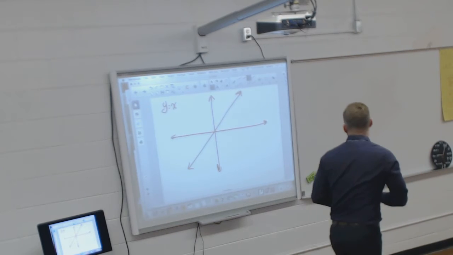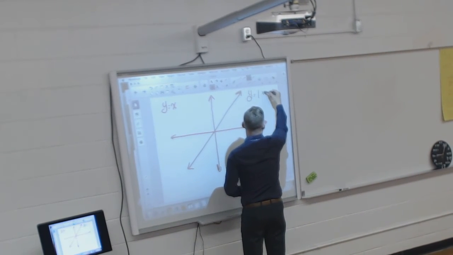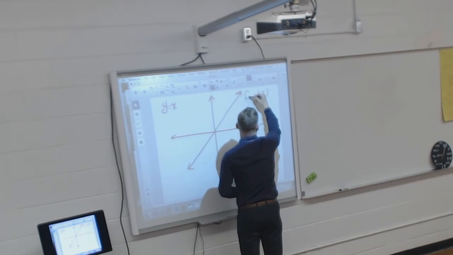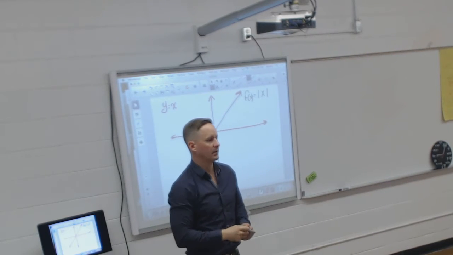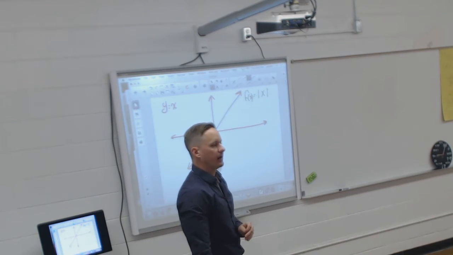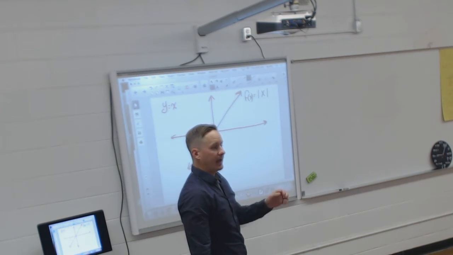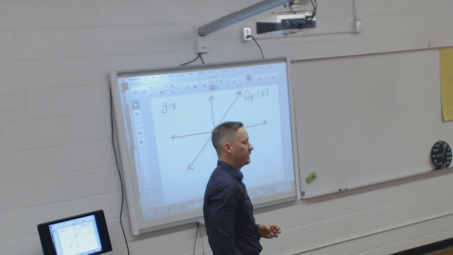Alright? I want to do the graph of y equals, I should write this as a function, f of x equals the absolute value of x. So I want to take the absolute value of that graph right there. Okay? So one way to do it would be to write out your table of values and then get some coordinates and see what they look like. That's one way to do it.